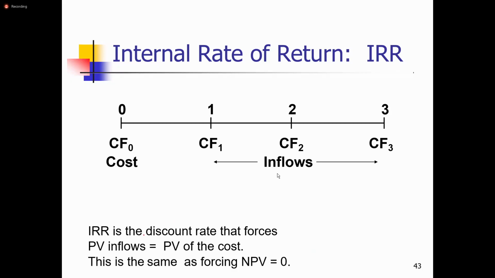IRR is the discount rate that forces the present value of cash inflows to equal the present value of the cost. That means it is the discount rate when NPV is 0. Technically, when you estimate the IRR, it is the rate of return when NPV is 0. NPV 0 means the present value of the cash inflow is equal to the present value of the cash outflow. So IRR means it is the rate of return or the discount rate when NPV is 0.